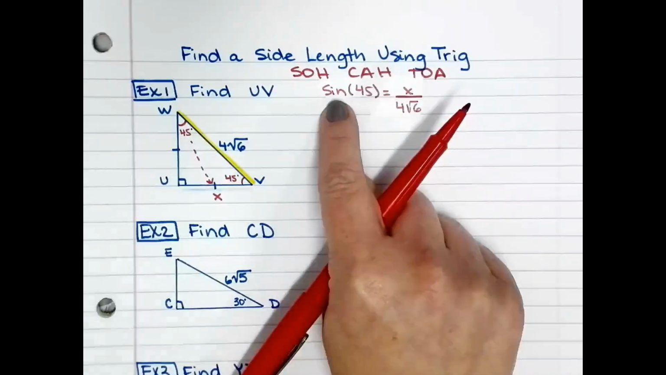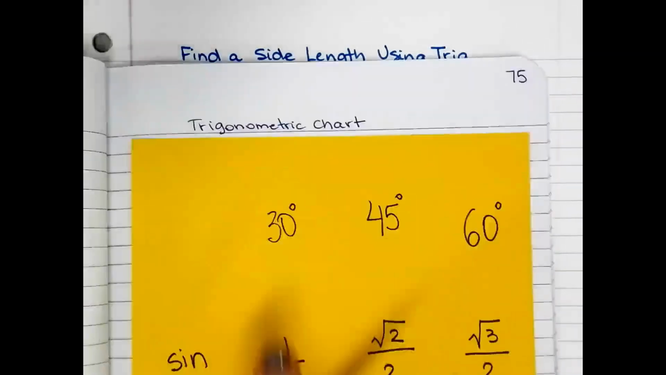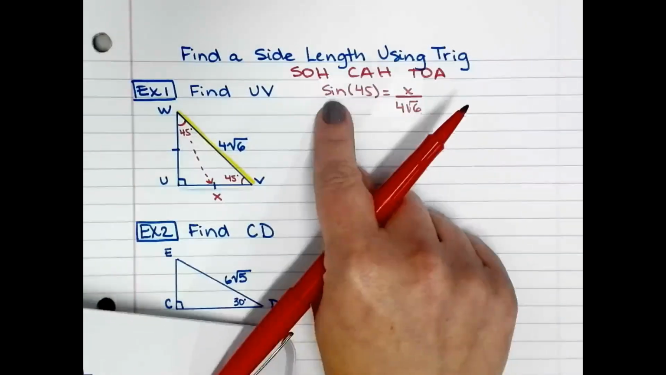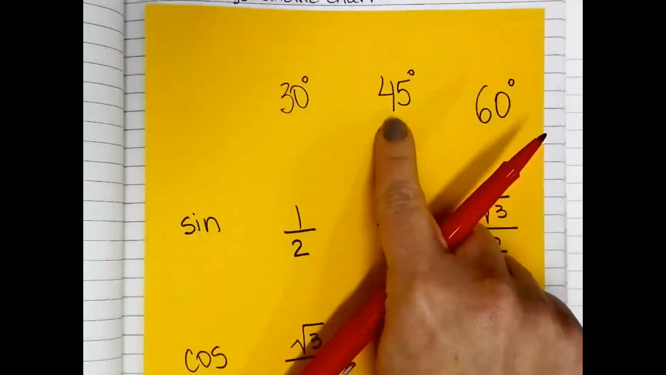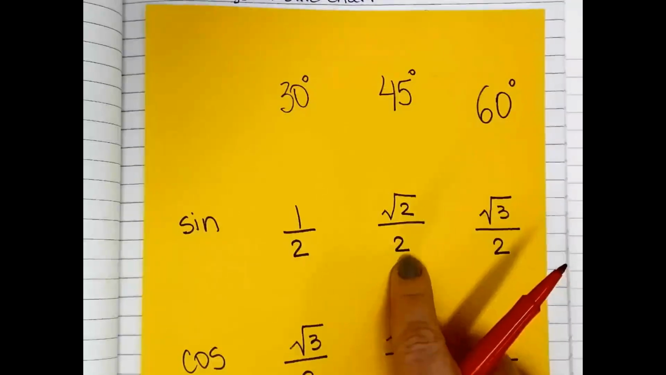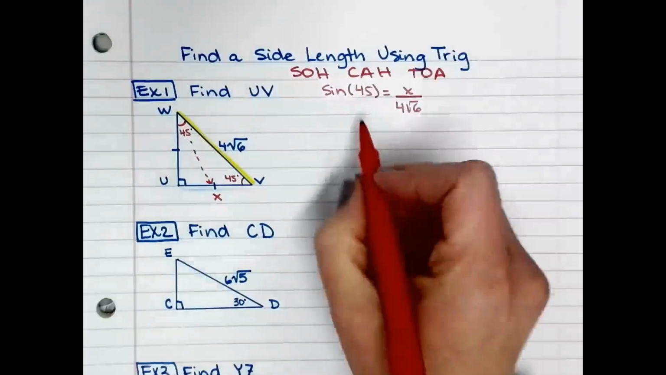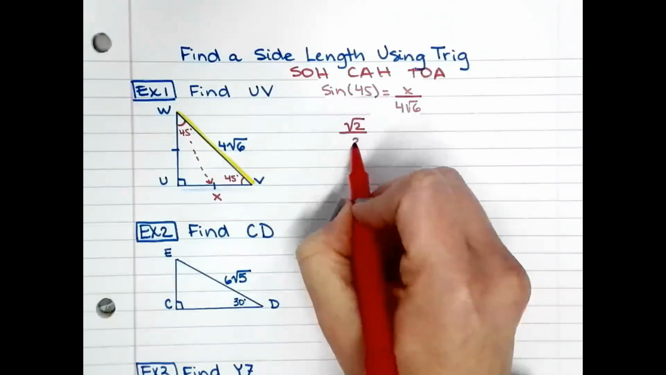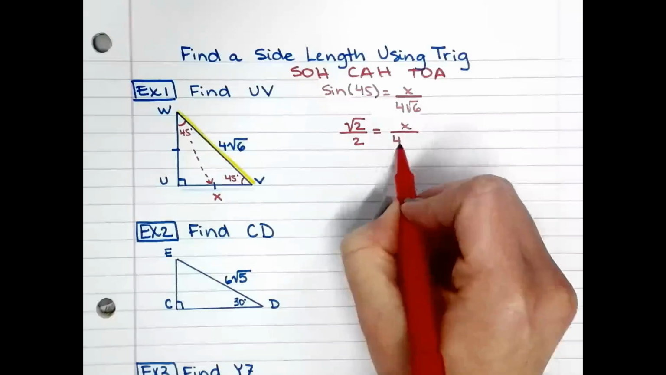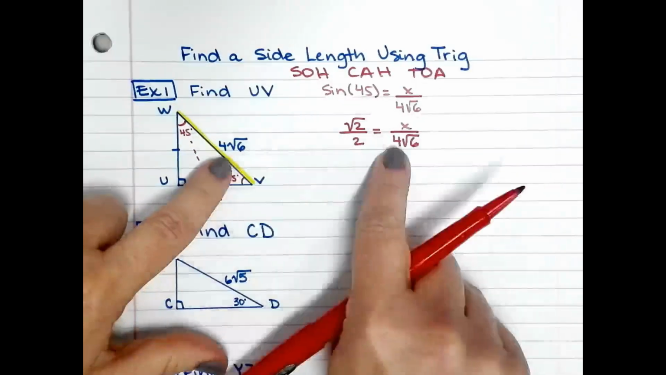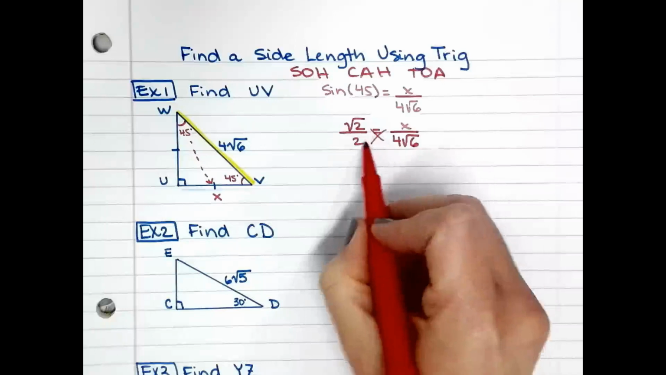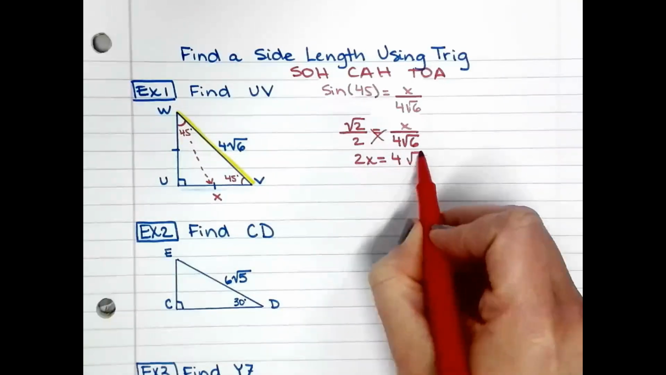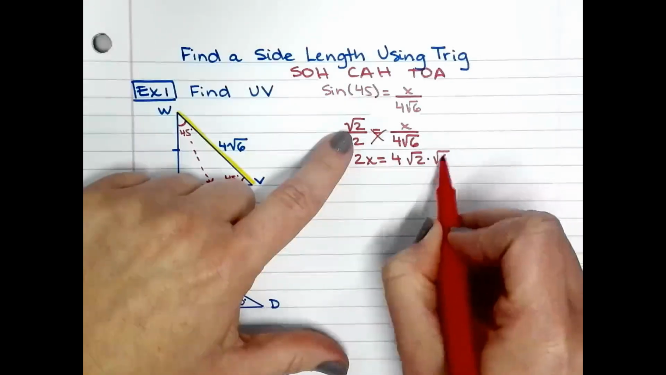Now I also know from our trig chart that we did from the special right triangles that sine of 45 is square root of 2 over 2. So I will go ahead and substitute that. Square root of 2 over 2 equals x over 4 square root of 6. Now you cross multiply. So 2x equals 4 square root of 2 times square root of 6.